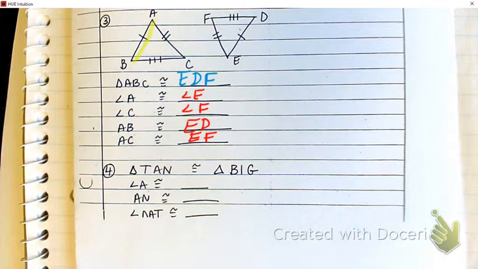So angle A corresponds to what angle? I. It's just got to be at the same place in the other congruent part. AN will correspond to IG. Not the whole BIG because it's only two letters. And then NAT corresponds to GIB.